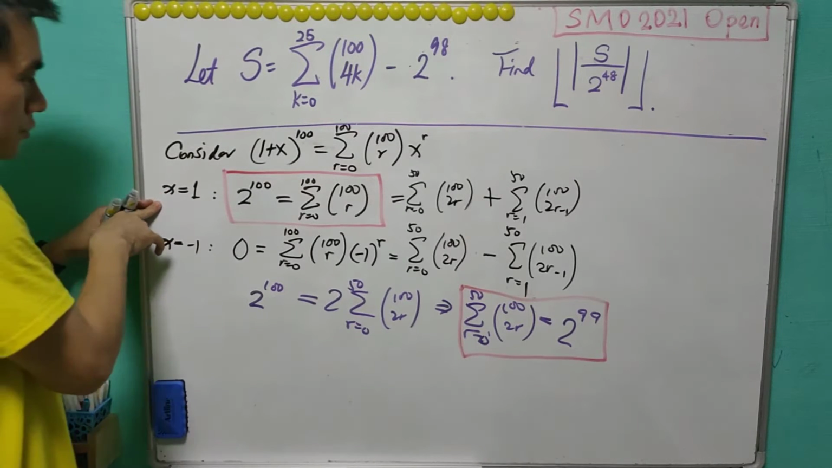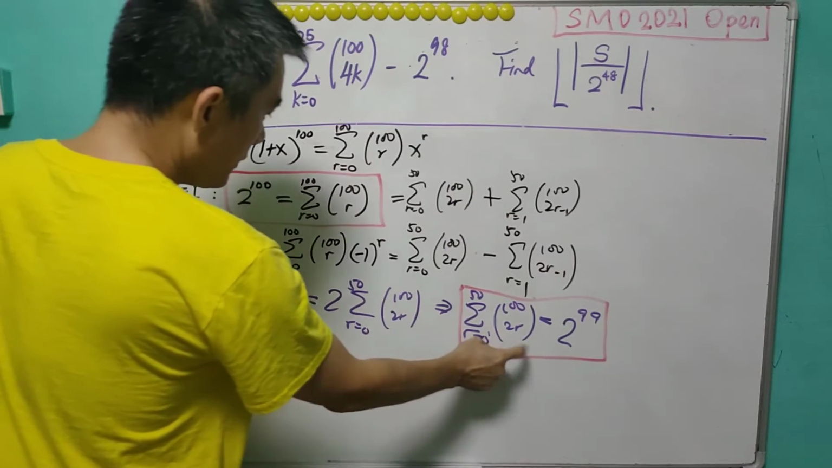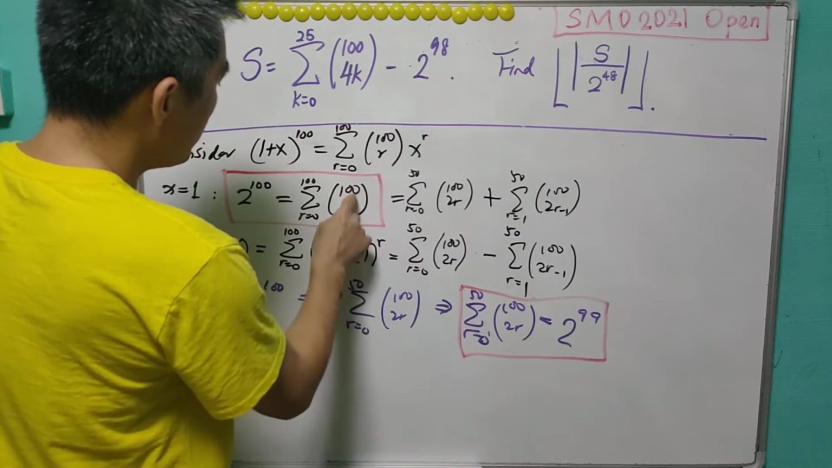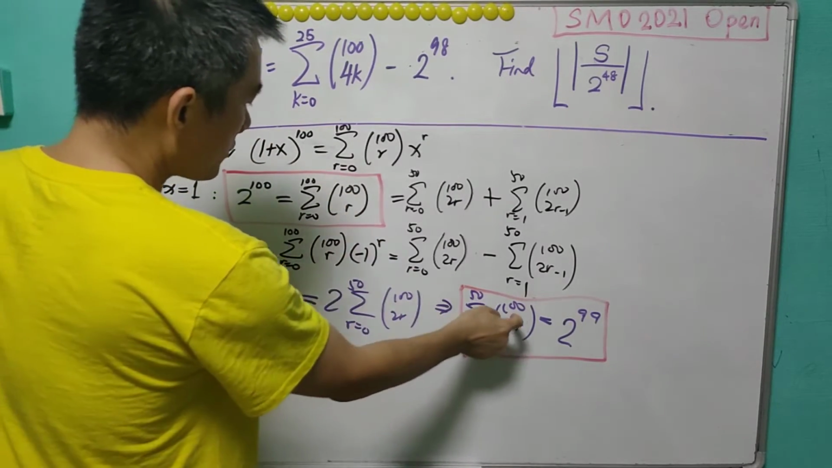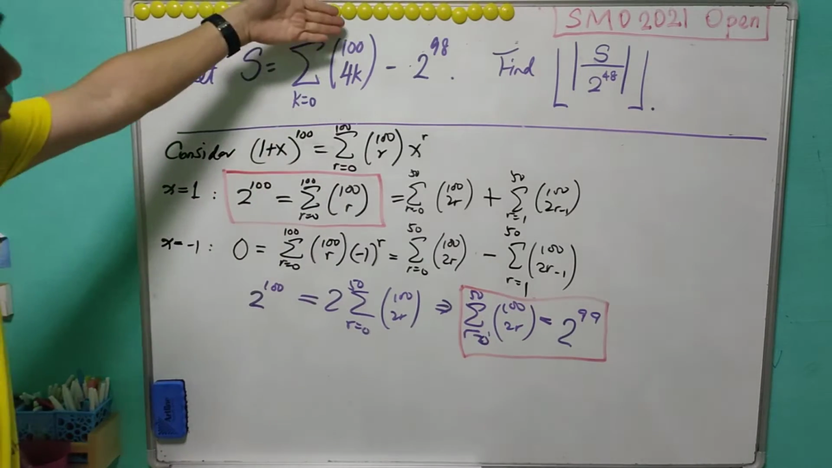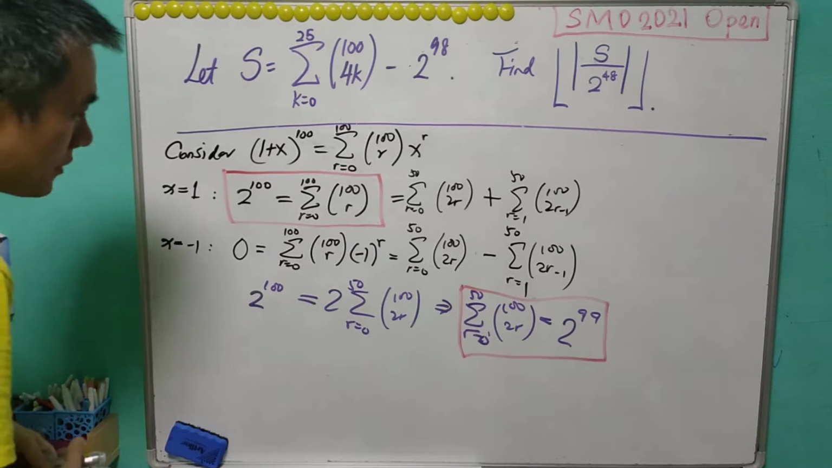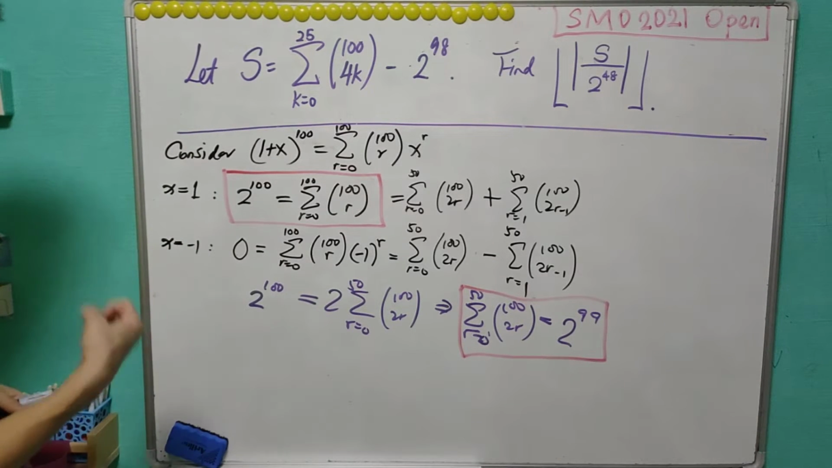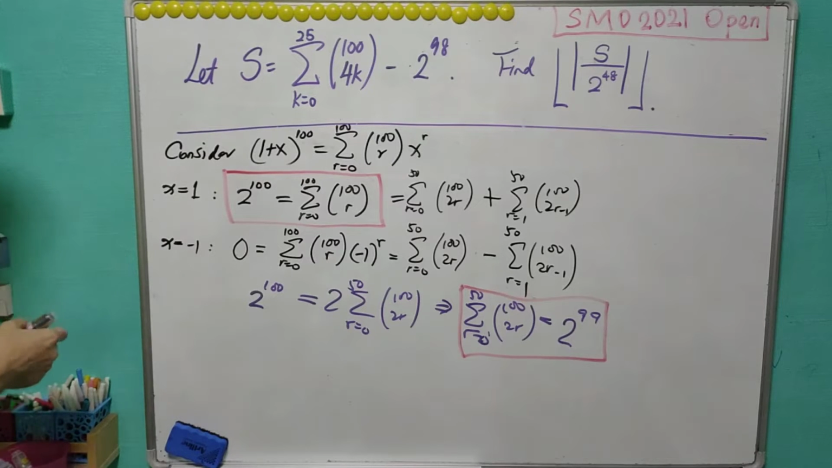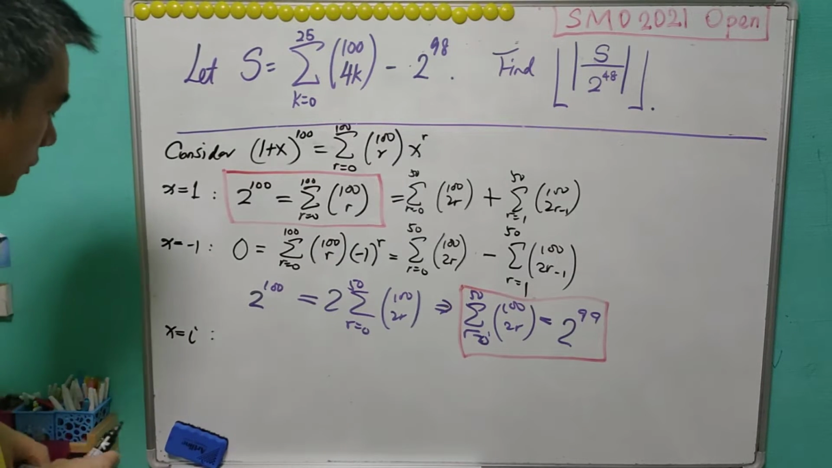So from x equals 1, we have this result. From x equals negative 1, we have this result. One is 100 choose r, and the other one is 100 choose 2r. How are we going to obtain 100 choose 4r, or 4k? We may get that by considering another two values of x, that is, x equals i and x equals negative i.